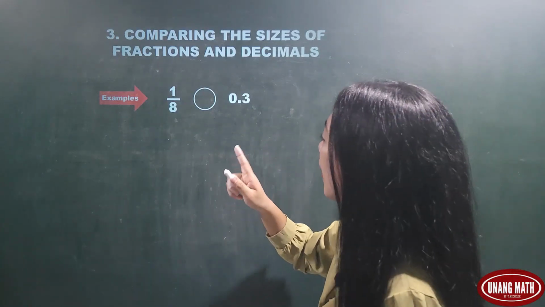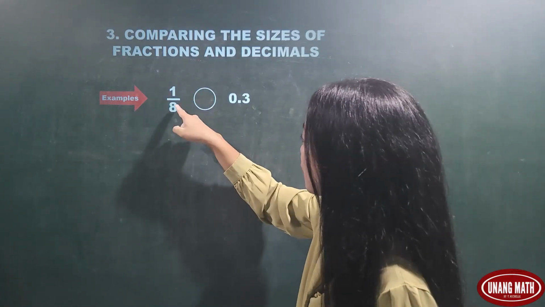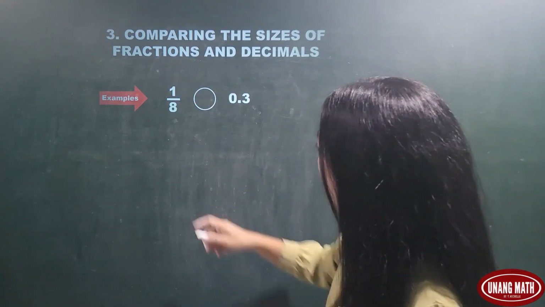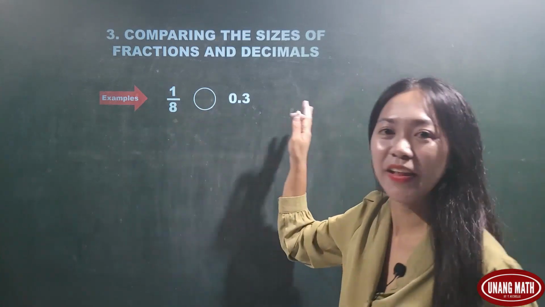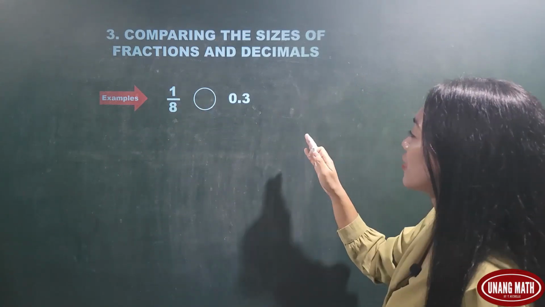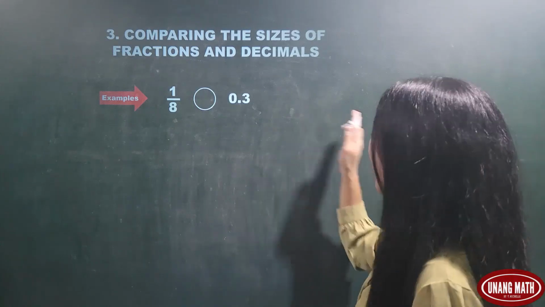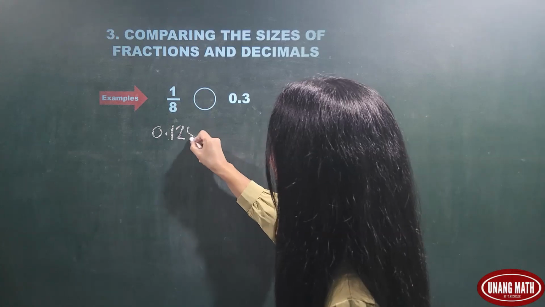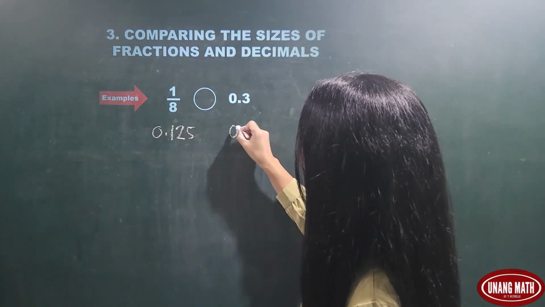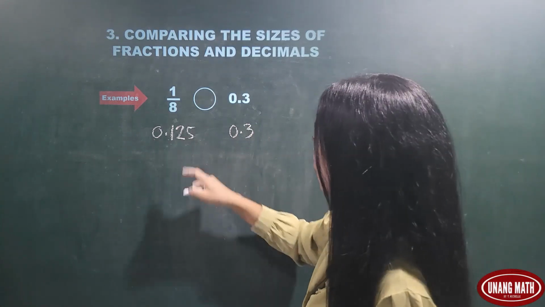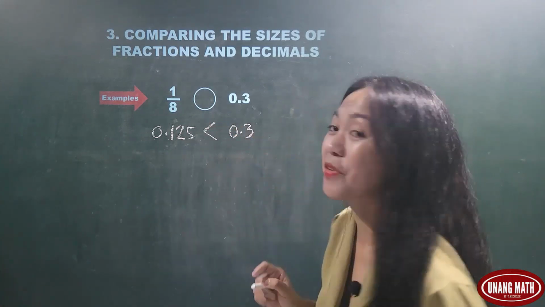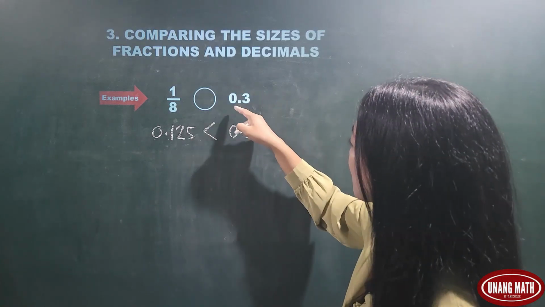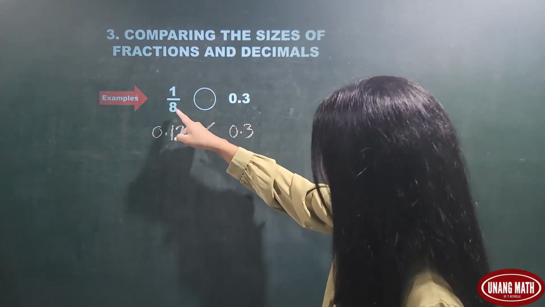Okay, this time, gawin muna nating ang fraction na 1 over 8, i-convert natin as decimal number. So, we have here 1 over 8. So, gaya ng ipinakita ko kanina, ang mga fractions and their equivalent decimal number na kailangan nating i-memorize. So, 1 over 8 is 0.125. Okay, 0.125 and 0.3. So, ang 0.125 is less than 0.3. Okay, now, i-convert naman natin ang 0.3 as fraction.